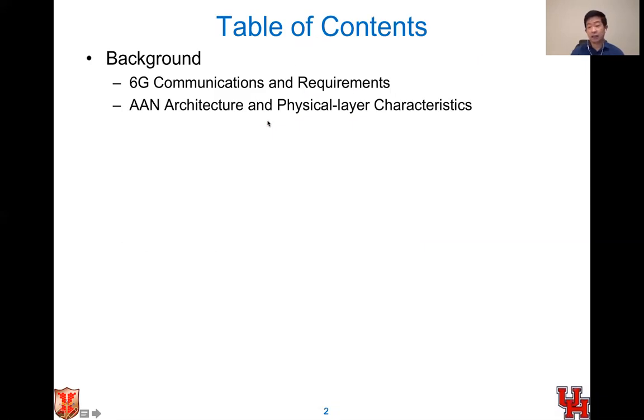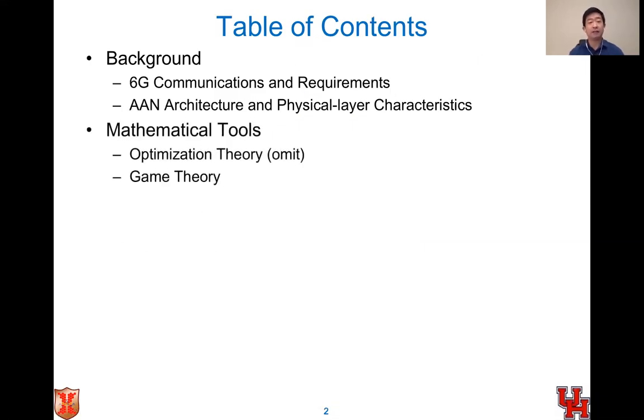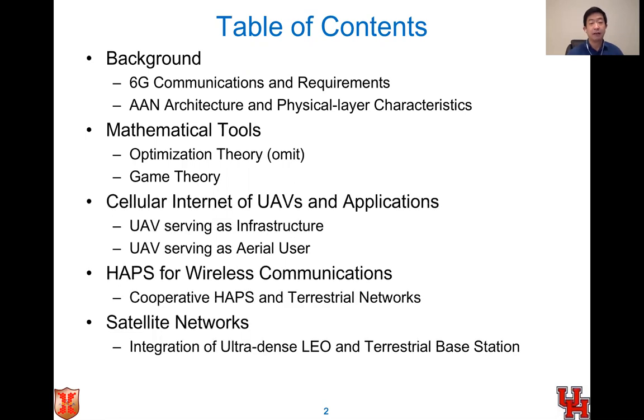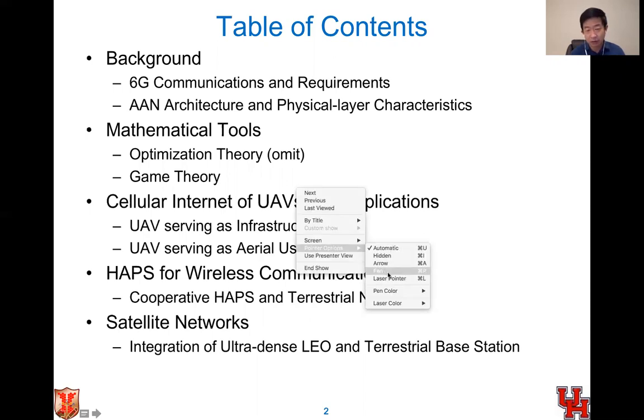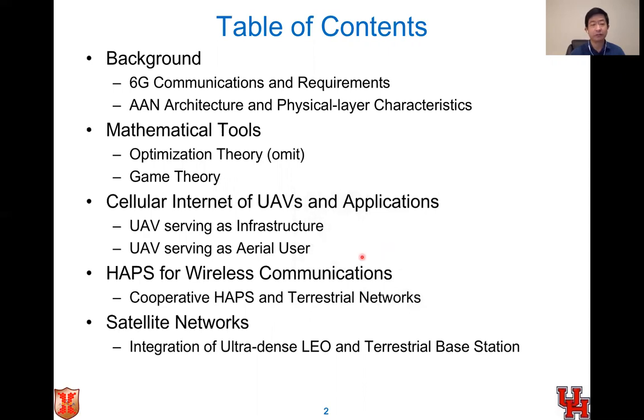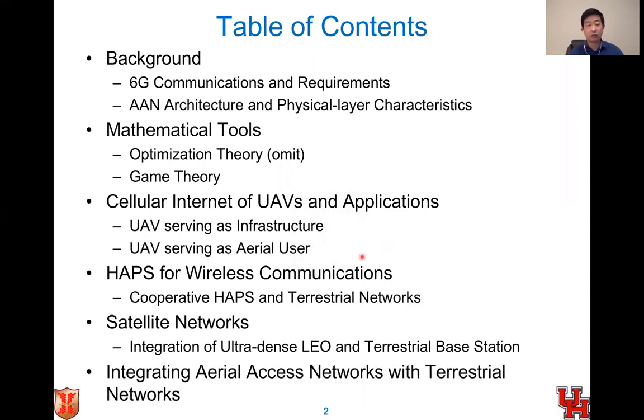Here is the table of contents. We talk about 6G and AAN first. Then we talk about the mathematical tool. I will omit the optimization theory today and talk briefly about the game theory. Then we talk about the cellular Internet of UAV and its applications. Then we talk about HAP, which is basically these balloons. Finally, we talk about the satellite network, and then integration. I will stop in the middle, and then let's see.